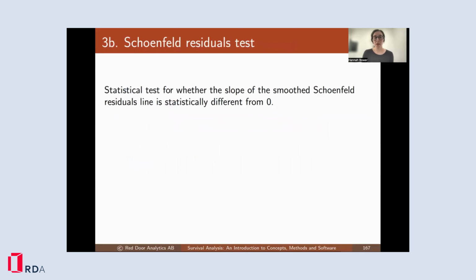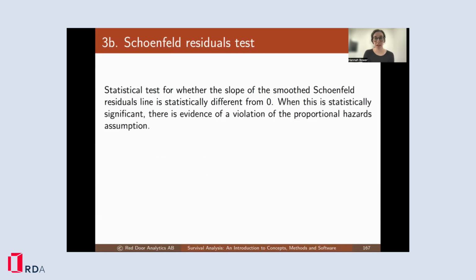So the other part of the Schoenfeld residuals is you can plot them, as we said, and look at that smooth line, but we can also perform a statistical test, which I think is really nice. And basically this tests whether the slope of the smooth Schoenfeld residuals line that we saw is statistically different from 0. So this removes some of the subjectivity involved in looking at those graphs and deciding, okay, is this flat or not? So when this is statistically significant, it would suggest that there is evidence of a violation of the proportional hazards assumption.